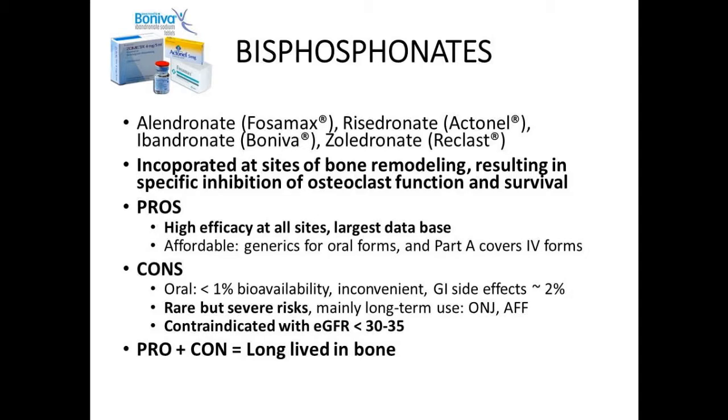We'll talk about these rare but severe risks. And you can't really use these drugs once you get to low eGFR. This is a problem because our CKD population has bad bone. They have bad bone for a lot of reasons, not just osteoporosis, and we don't really know what to do with people with advanced CKD. But in general, with eGFRs under 30 to 35, we're not supposed to use bisphosphonates.